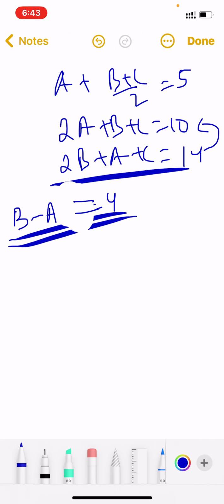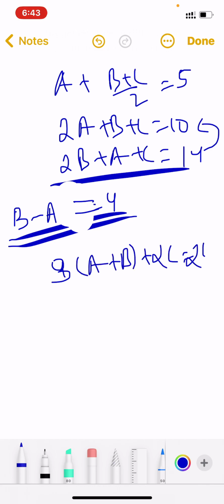Okay, now we'll add both the equations. So we'll get 2 plus 1, 3: 3A plus 3B plus 2C equals 24. Now this is simple. If we take A plus B to be x, we can write this as 3x plus 2C equals 24. Now it's simply an integral solution, topic type it is, or you can better use the options.